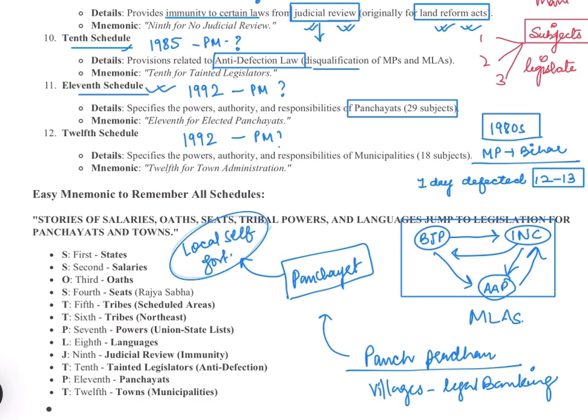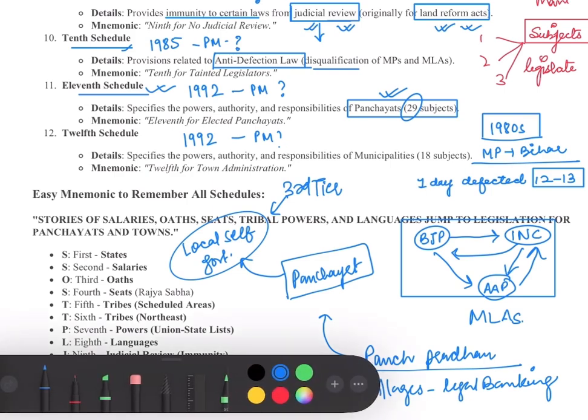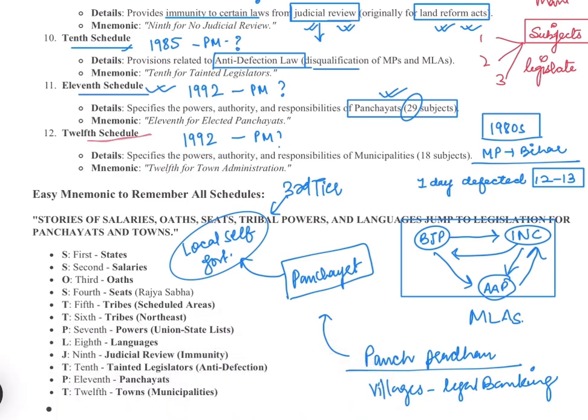And you should feel very proud that ours is the only country in the world which has a third tier of government, local self government. Union government, then state government, and then local self government. For panchayat bodies, the division of power is such that 29 subjects have been given to them on which they can legislate.